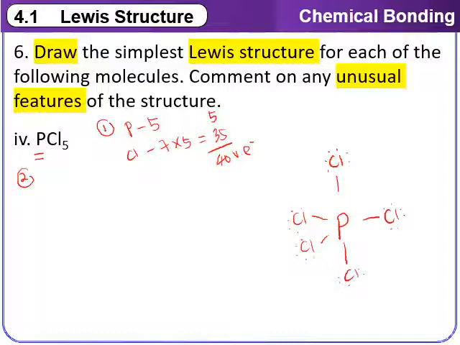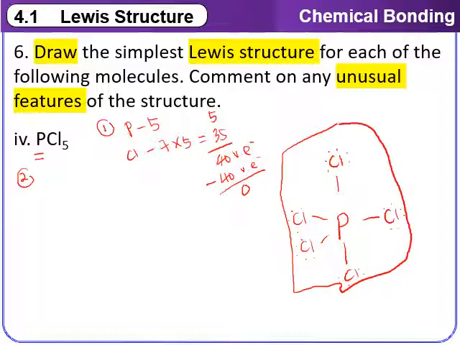Each terminal atom achieves octet. So 8 times 5 equals 40. In this case, minus 40 valence electrons. There is no extra electron. So this is the Lewis structure for PCl5.